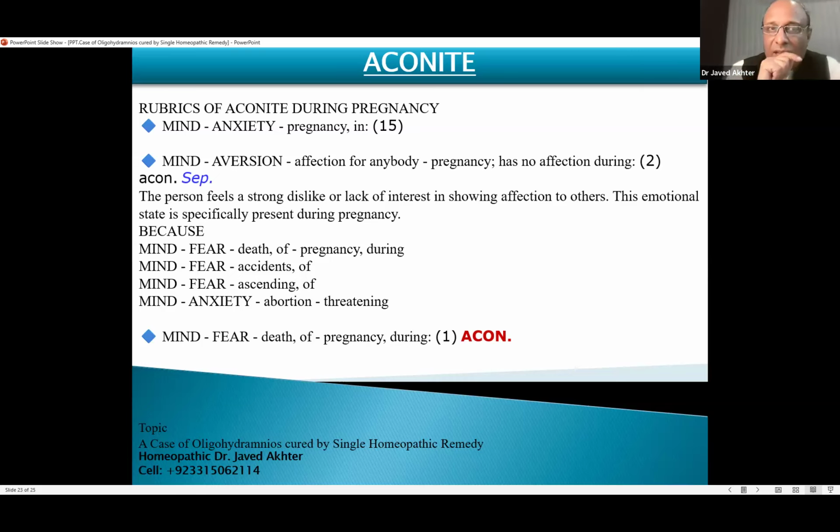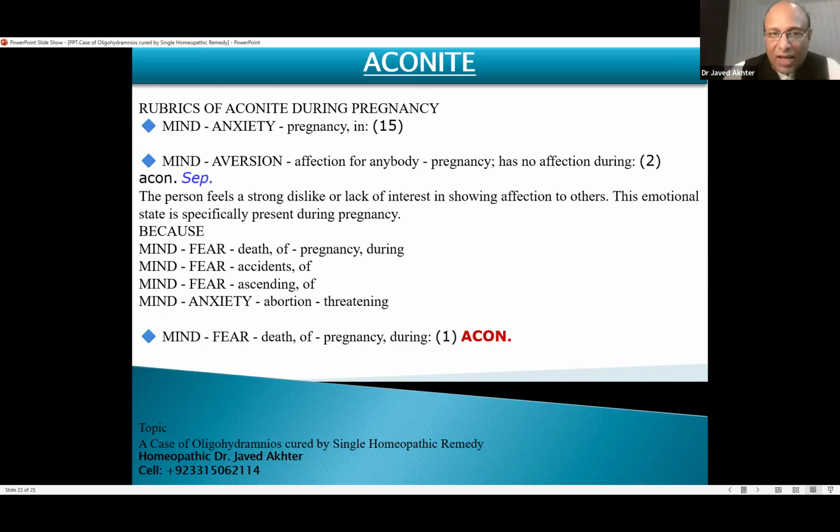And why sepia? This is the difference. Sepia is basically compromised. Her spirit is going down, and she becomes compromised and indifferent, with no interest in others. This is the reason behind sepia and aconite.